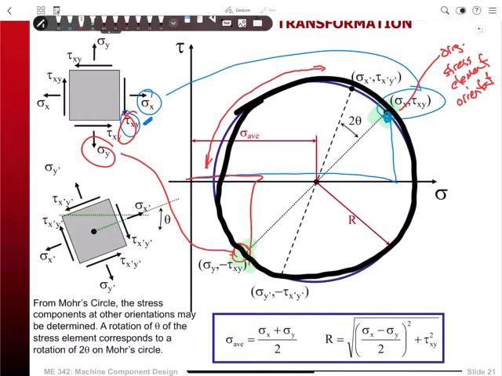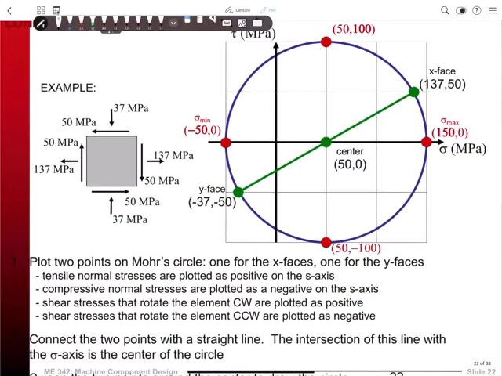Pretty much the thing we're going to be most interested in is this spot. So that spot right there is our location of, we'll call that tau max, right? So how do I change the orientation of my element such that I can get the maximum shear stress? We'll learn next week that it's shear stress that really breaks things.